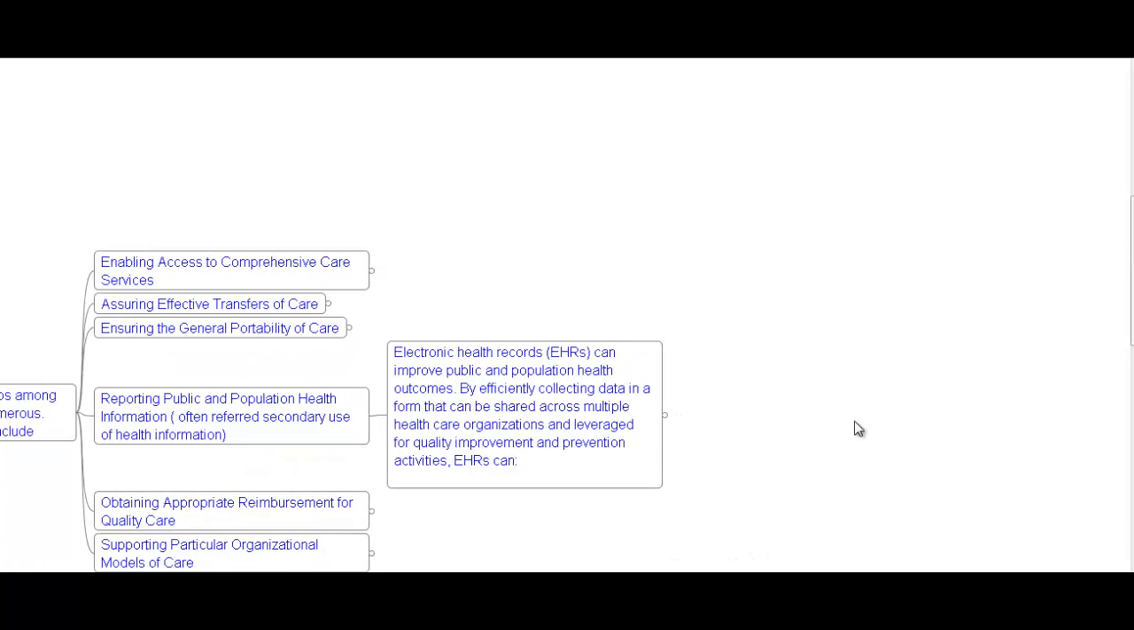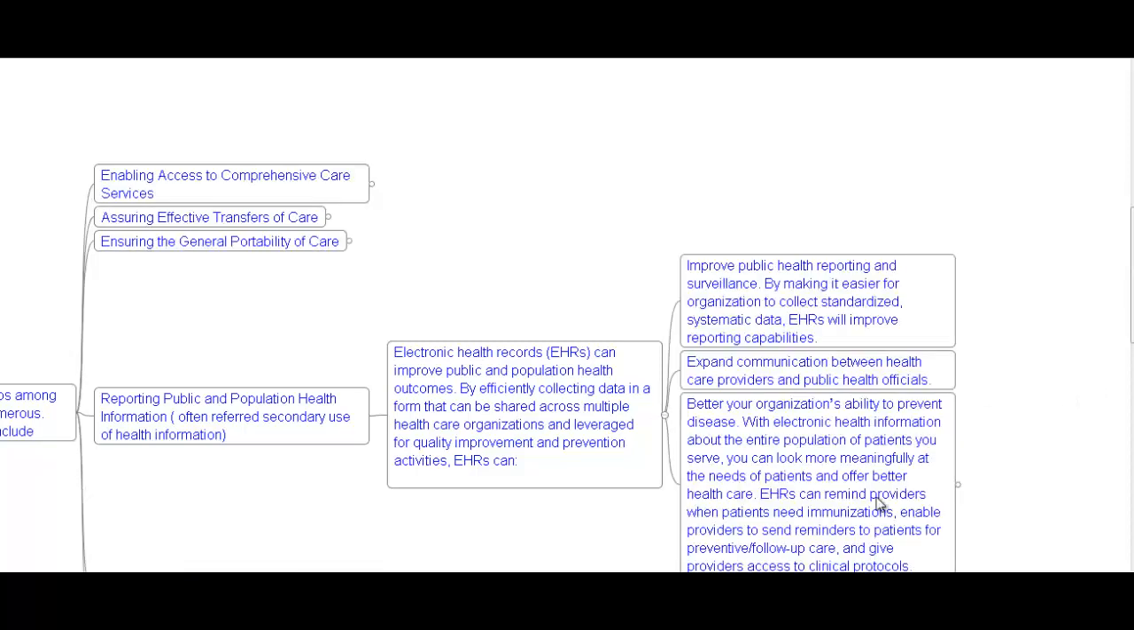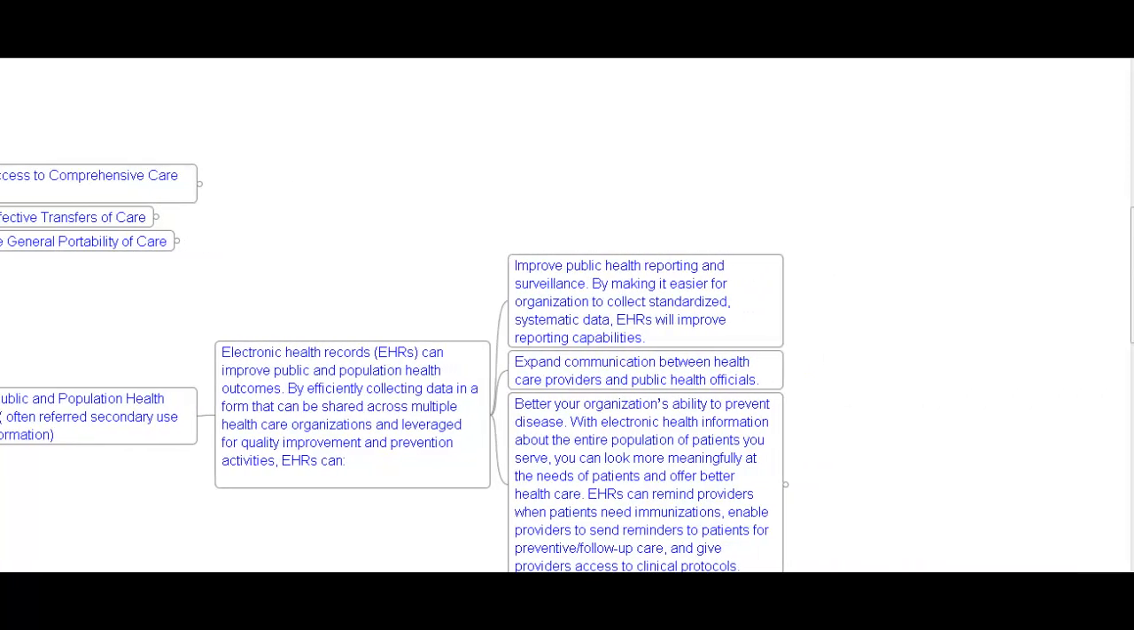So electronic health records (EHR) can improve public and population health outcomes by efficiently collecting data in a format that can be shared across multiple healthcare organizations and leveraged for quality improvement and prevention activities. EHRs can improve public health reporting and surveillance by making it easier for organizations to collect standardized, systematic data. EHRs will improve reporting capabilities and expand communication between healthcare providers and public health officials.